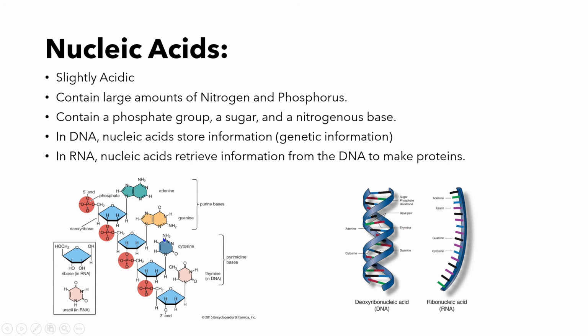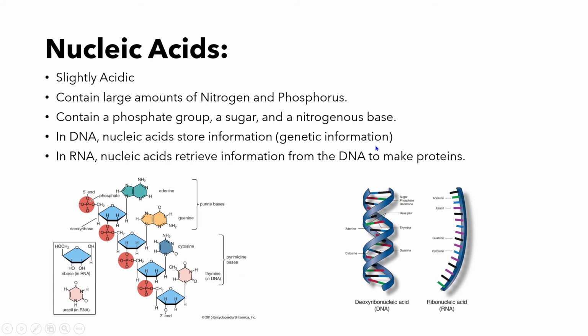The nitrogenous bases include adenine, guanine, cytosine, thymine, and uracil. Specifically, adenine, guanine, cytosine, and thymine are found in DNA, while adenine, guanine, cytosine, and uracil are found in RNA.